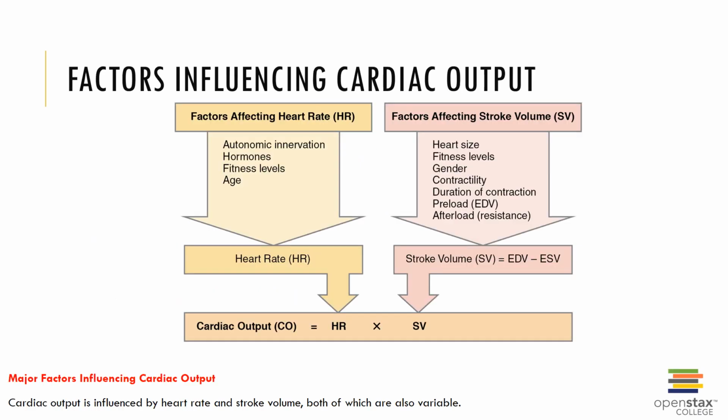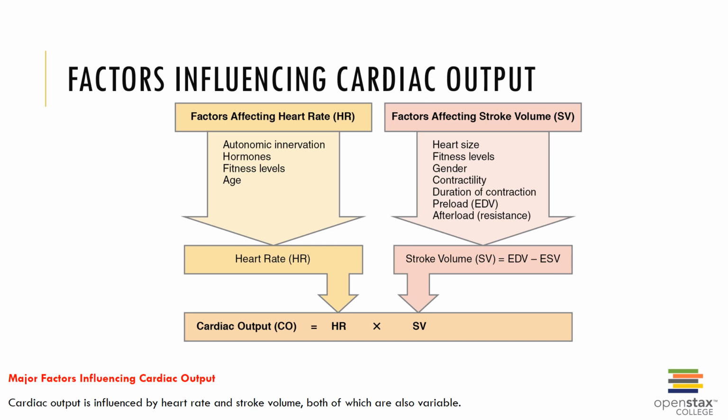There are various factors that can influence our heart rate or our stroke volume. Any change in heart rate or stroke volume can therefore impact cardiac output. Factors affecting heart rate can be body temperature, hormones, most notably epinephrine and thyroxine, emotional state, and stimulation of the sympathetic or parasympathetic nervous system.